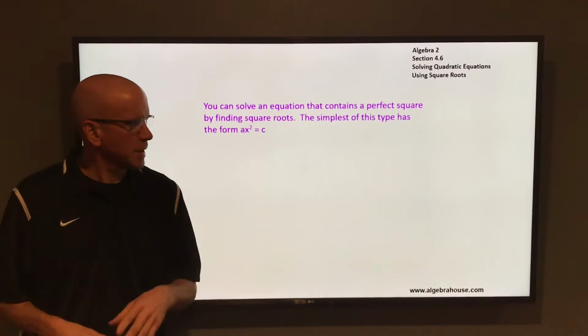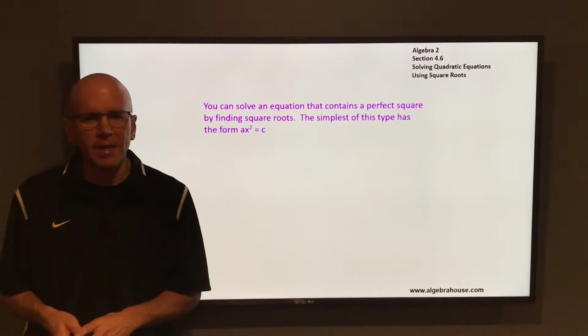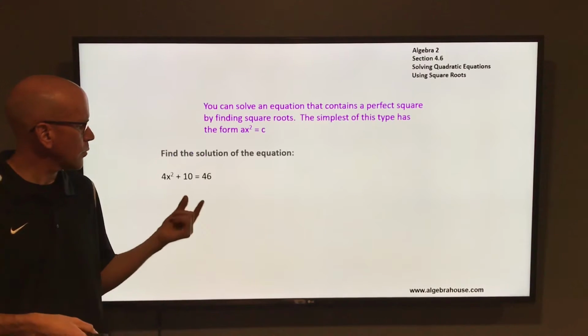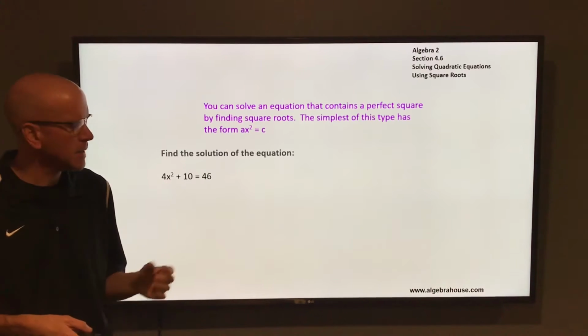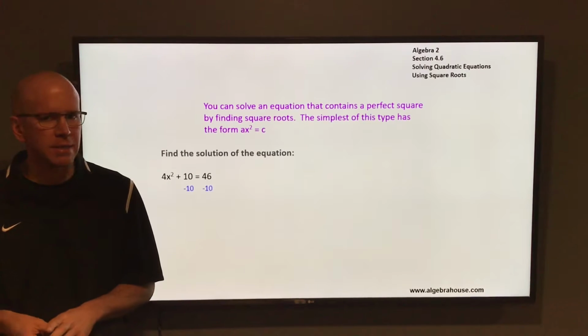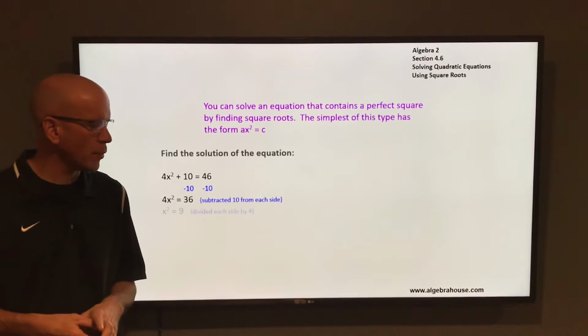You can solve an equation that contains a perfect square by finding the square roots. The simplest of this type has the form ax squared equals c. So for example, if you have 4x squared plus 10 equals 46, we want to solve that for x by moving that 10 to the other side, subtracting 10 from each side. We want to get x by itself. And then divide each side by 4 to get x squared equals 9.